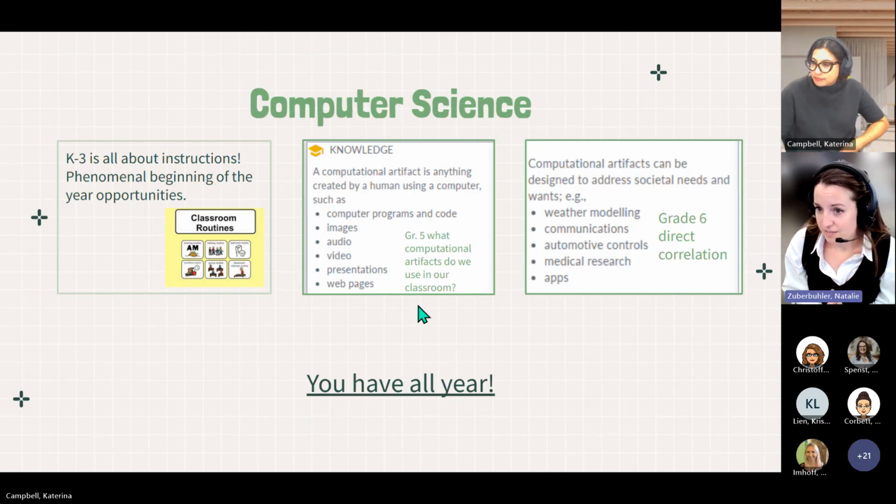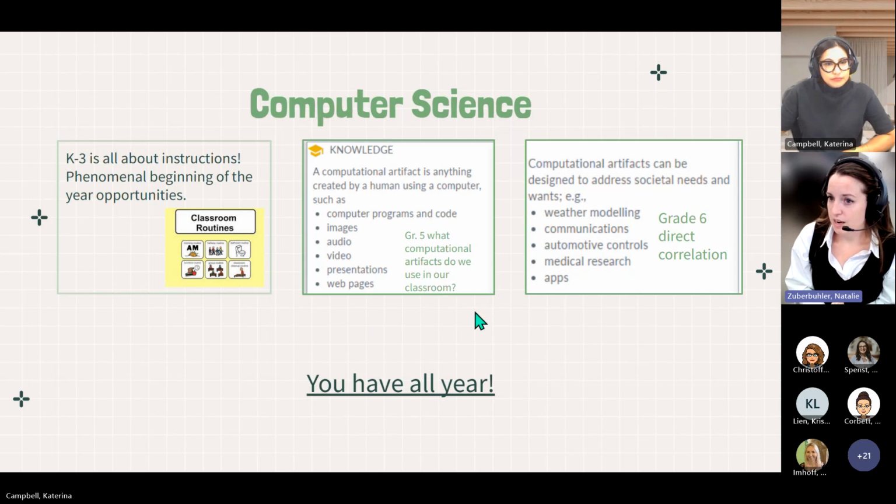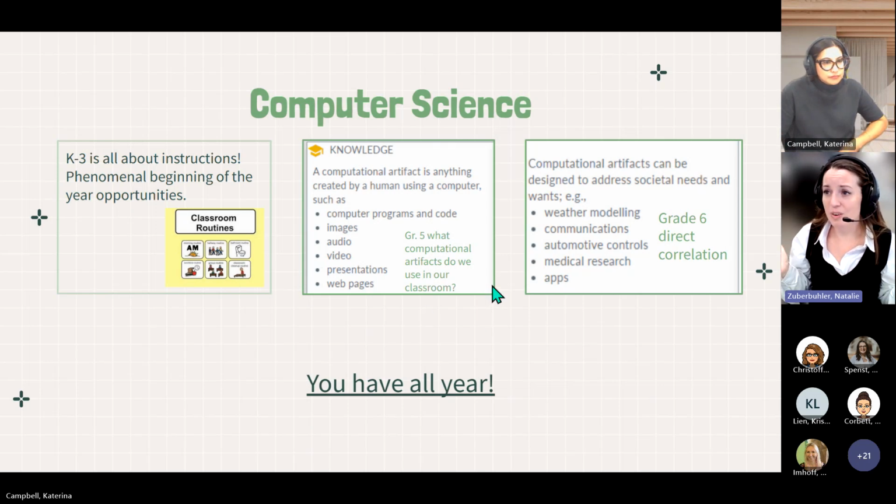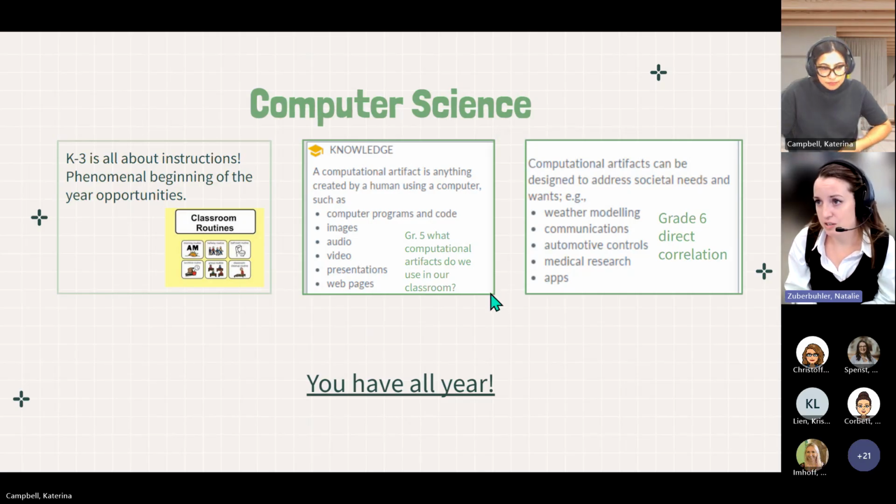Two, if we look at grade 5, we'll see that a computational artifact is anything created by a human using a computer. What a great time to investigate some of the computational artifacts we have in our classroom for grade 5. So beginning of the year is really fun too for computer science.